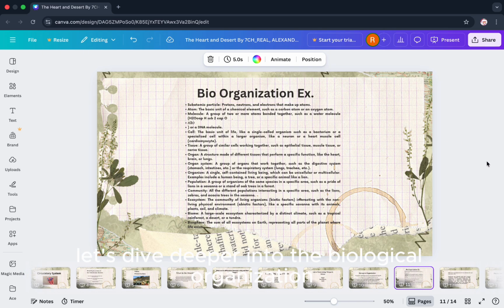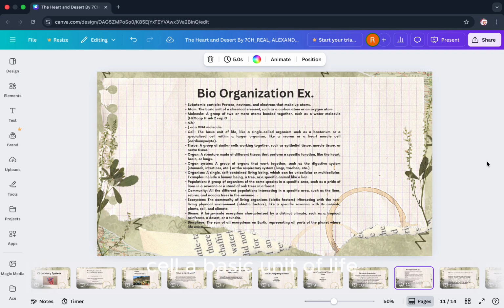Let's dive deeper into the biological organization with biological organization examples. Starting with the subatomic particle. Protons, neutrons, and electrons make up atoms. Atoms, the basic unit of chemical element, such as the carbon atom and oxygen atom. Molecule, a group of two or more atoms bonded together, such as water molecule, H2O, or a DNA molecule.